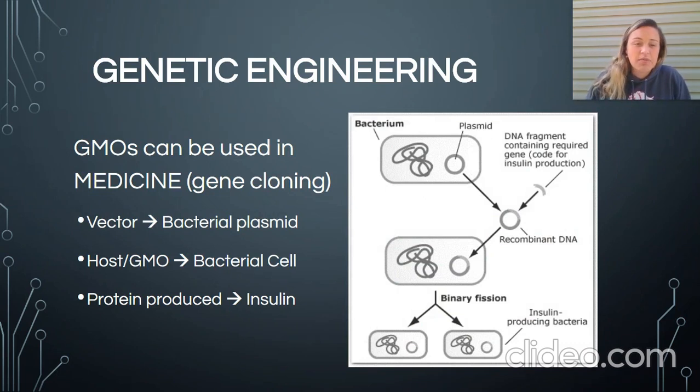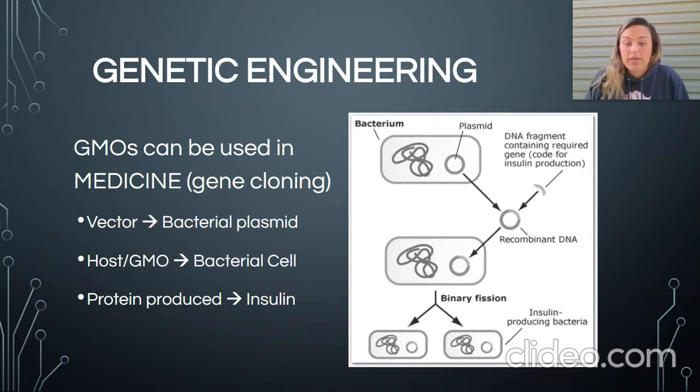So GMOs can be used in medicine. We use them for gene cloning. So basically what we'll do is we'll take a vector, which is a bacterial plasmid. So remember that we talked about plasmids were circular rings of DNA found in bacteria. And what they'll do is they'll cut open that plasmid. They'll put in a section of DNA from something else, so say a human DNA for the gene for insulin production. And what they'll do is they'll put it into the bacterial plasmid. It'll form something called recombinant DNA, which just means recombined DNA. And then that DNA is then put back into the bacterial cell.